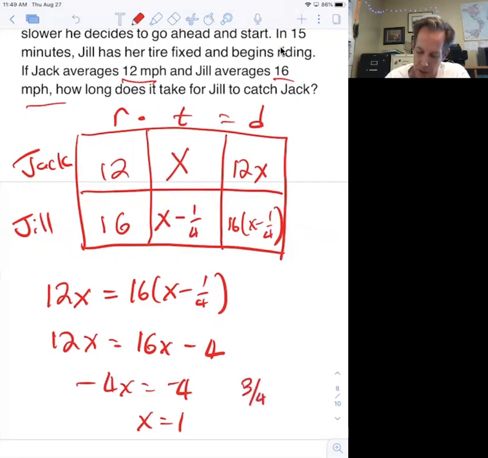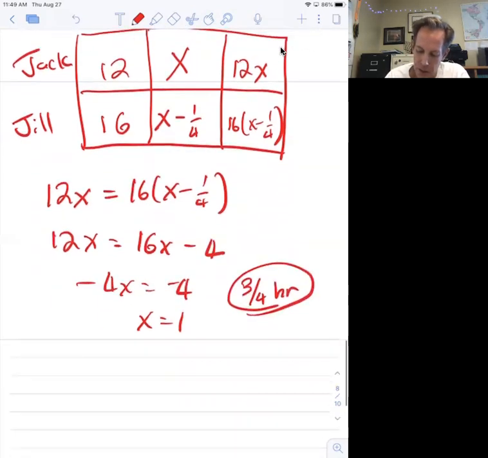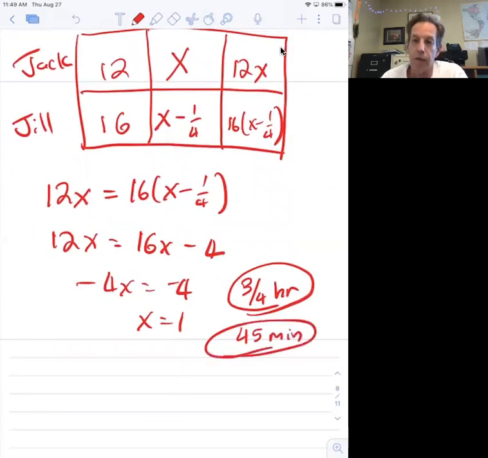And you could write your answer one of two ways. It's fine if you write 3/4 of an hour. Of course, you also probably know that 3/4 of an hour is the same as 45 minutes. So if you want to go ahead and convert that to minutes, that's fine. Doesn't really matter to me either way, but that's how you would solve that problem.